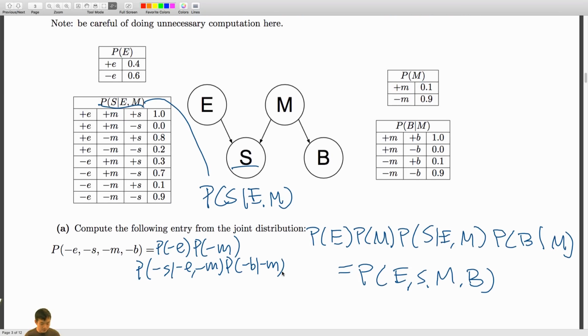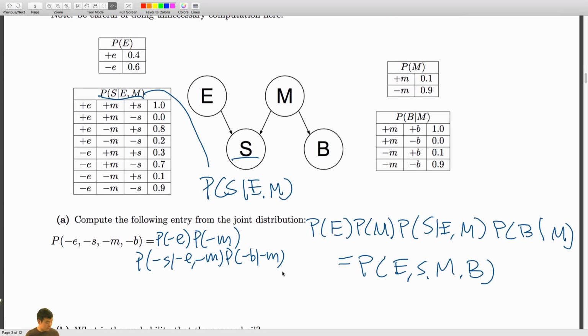If you compute all the numbers, we get the probability equal to 0.6 times 0.9 times 0.9 times 0.9, equal to 0.437.